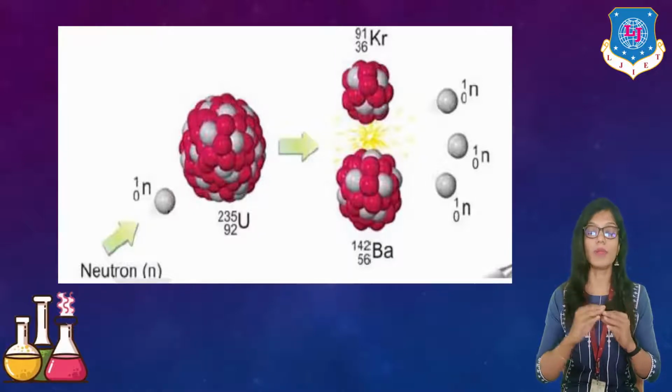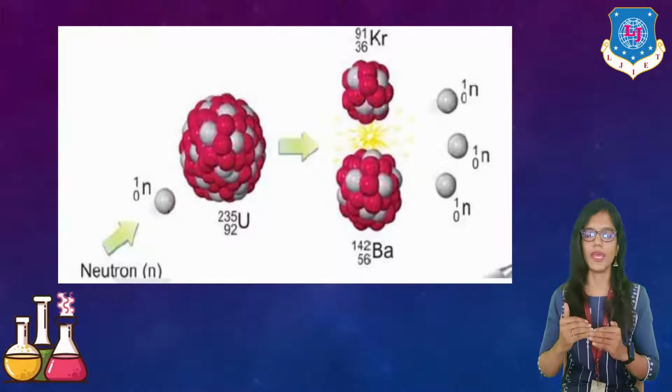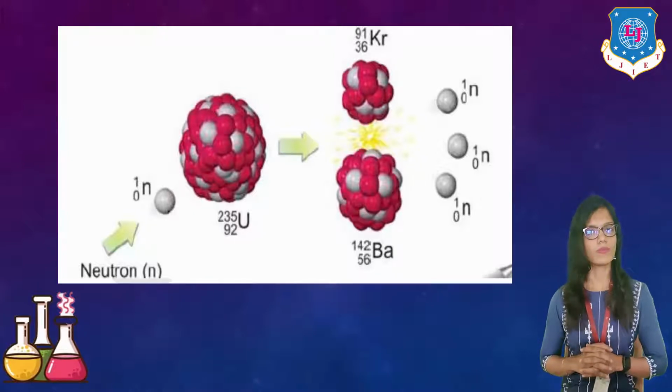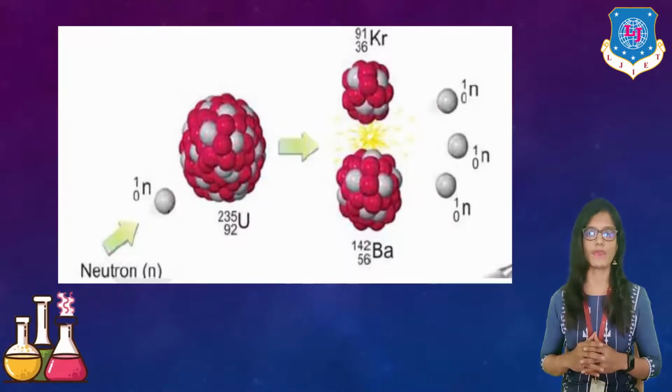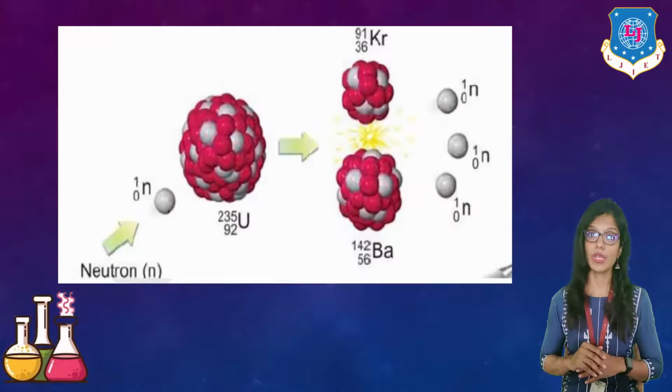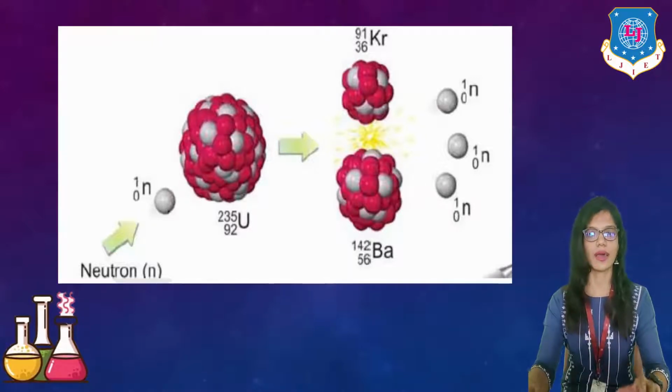Now that parent nucleus will be fissioned into two different smaller nuclei, right? So the first one is 56Ba142. Another one is a smaller one, which is 36Kr91. Now in this reaction, it will give you a tremendous amount of energy, which you can see in the image also, and 3 other neutron particles will be there, right? As you can see in the image, we have 0n1, 0n1 and 0n1. So they will release 3 particles plus a tremendous amount of energy plus 2 different daughter nuclei, right? So here the parent nucleus is 92U235, while the daughter nuclei are 56Ba142 and 36Kr91.